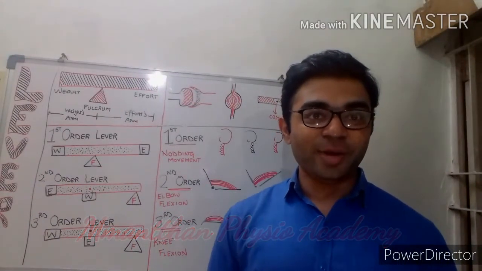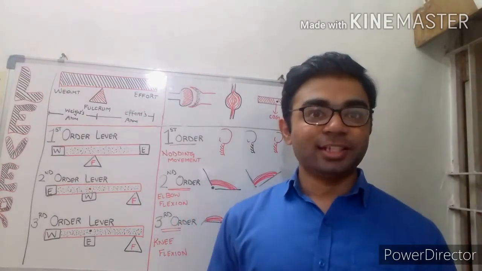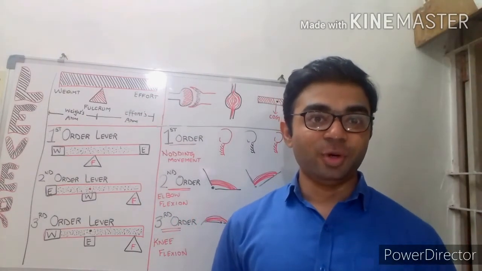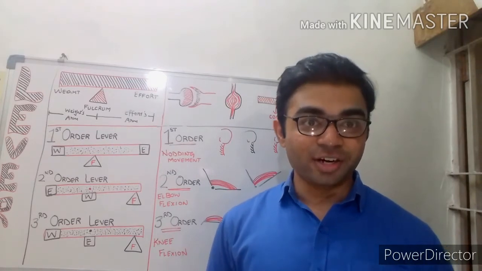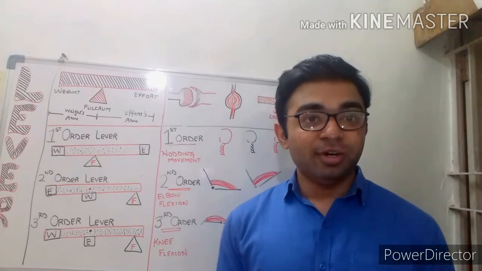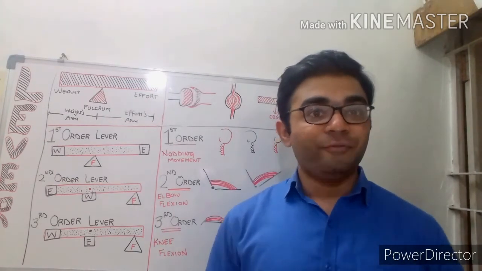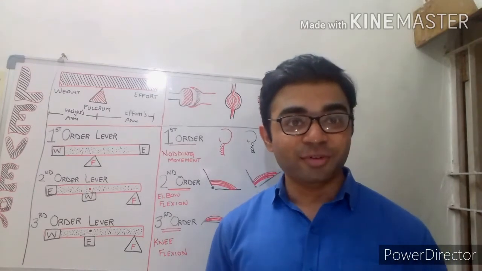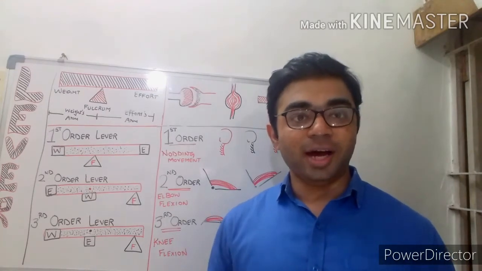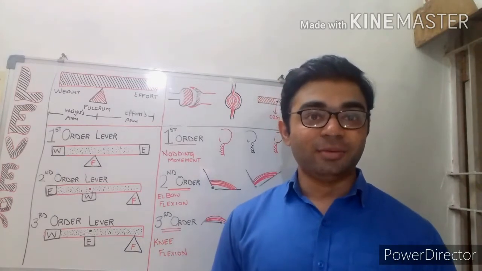Let us start with the new topic, that is lever systems. Basically, levers are simple machines which make our work easier with minimum effort. And by definition, a lever is a rigid bar which is capable of movement surrounding a fixed point. Again, repeat with me, what is a lever? A lever is a rigid bar which is capable of movement surrounding a fixed point.